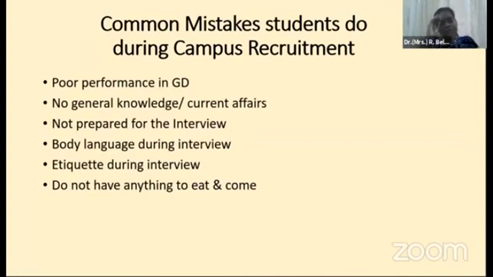And please, do not come without eating anything. That's very important. I get very irritated if students don't eat and come. I will just say, please go eat and come. I'll give you 10 minutes, go eat and come. Fast, come back fast.